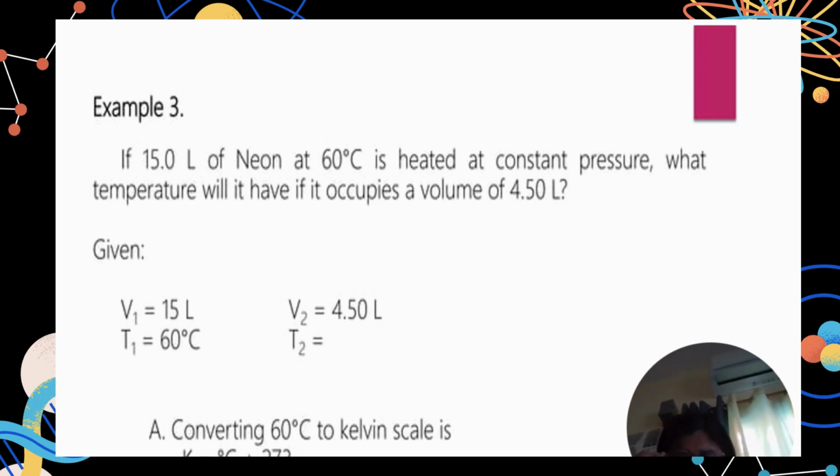So here, hindi naka-Kelvin. So what we need is to convert 60 degrees Celsius to Kelvin. So simply adding the degrees Celsius to 270. 60 plus 270 will be Kelvin. 333.